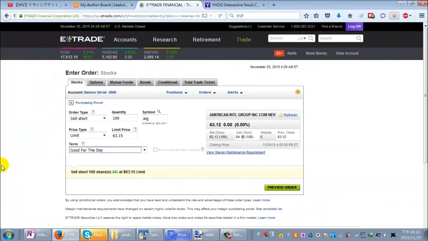You just click on preview order, go through with the order, and your account will have a bit of money not taken from it, but held in some place. That's the margin. The money you're holding aside is kind of like insurance for E-Trade in case the trade goes really wrong. Because when you short stock, you expose yourself to unlimited risk. It's very possible that you can go bankrupt on one trade. I have previously lost a lot of money shorting stock, so be very careful.